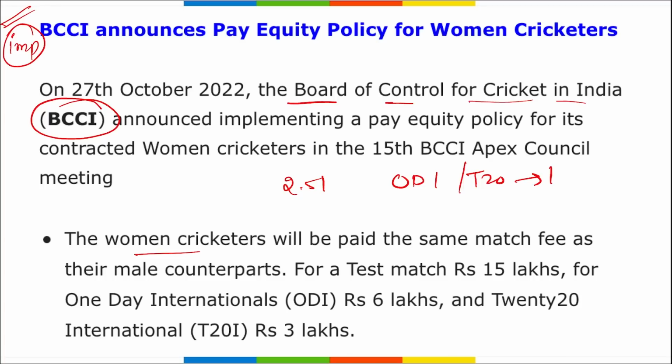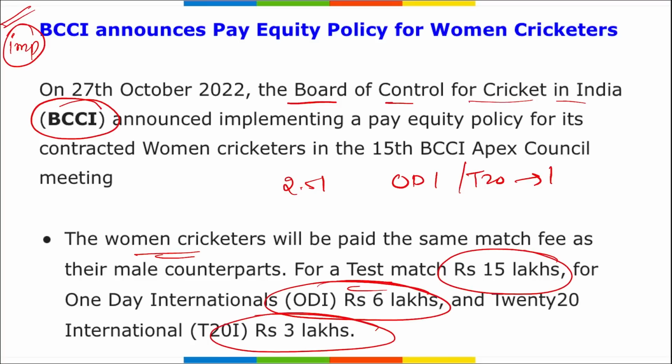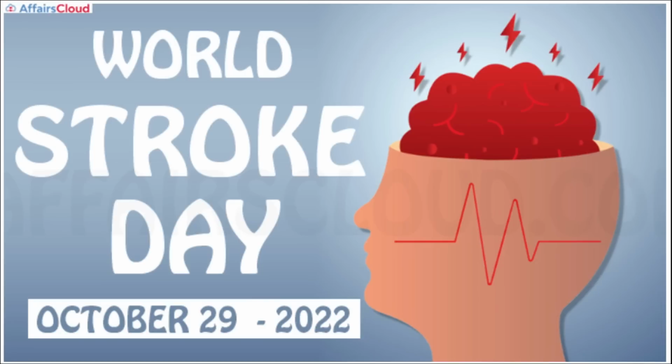But now the women cricketers' payment system has been changed, and for a test match they will be paid 15 lakh rupees, for ODI 6 lakh rupees, and for T20 3 lakh rupees. This is similar to the payment for male cricketers also. So as to match their match fee, this step was taken by BCCI. And who is the new president of BCCI? Roger Binny.